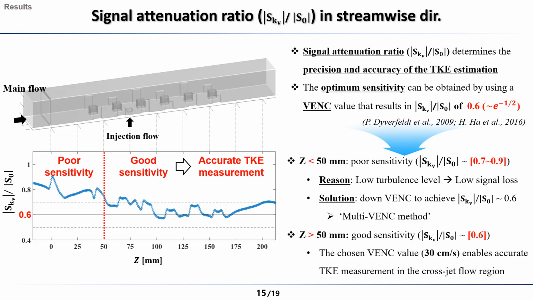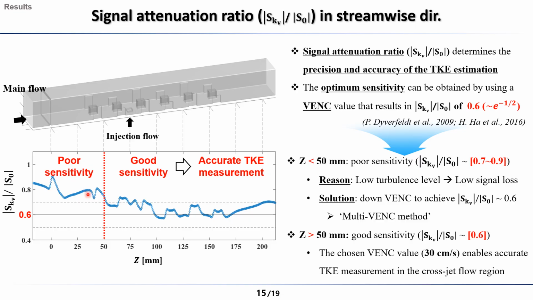And next is the analysis of signal attenuation ratio in the streamwise direction. Previous studies have reported that signal attenuation ratio determines precision and accuracy of the TK estimation. The optimum sensitivity can be obtained by using a bank value that results in SKV divided by F0 of 0.6. So as shown in this figure, in the region less than 50 millimeters, the signal attenuation ratio falls between 0.7 and 0.9, resulting in poor sensitivity for TK estimation.